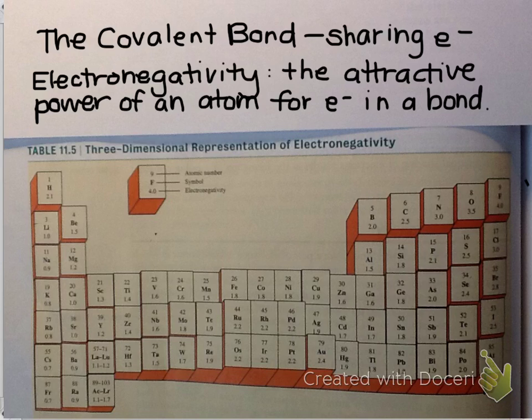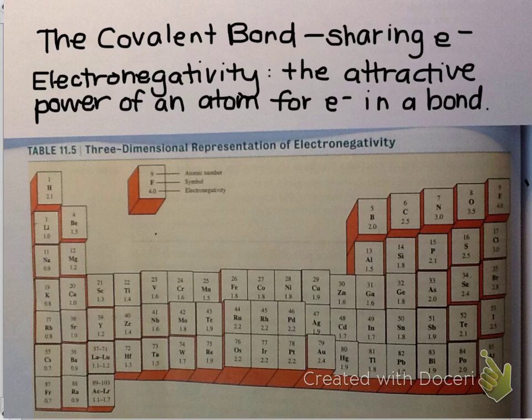Now, when electrons are being shared, we have to think about the different elements, because not all elements have the same attractive power for those electrons in the bond. And so we have a value called electronegativity. And on this sheet here I have the table of electronegativity. So if you look at it, there's all different numbers.